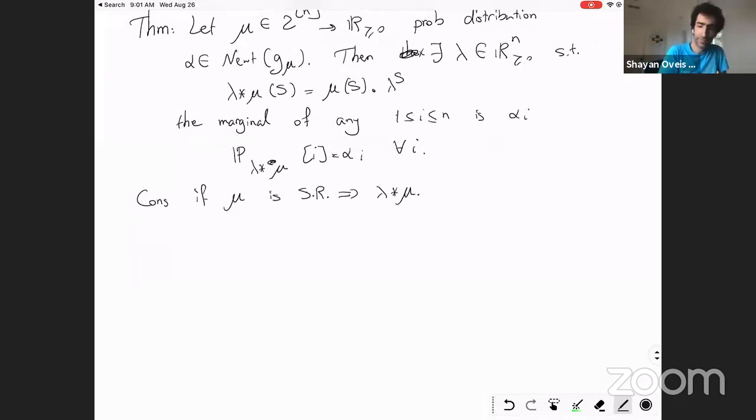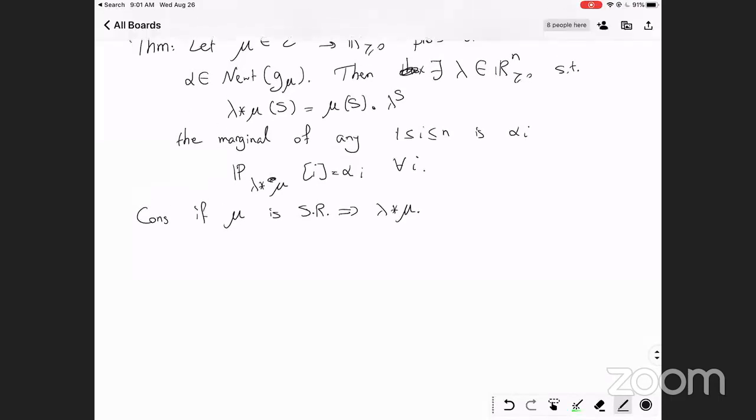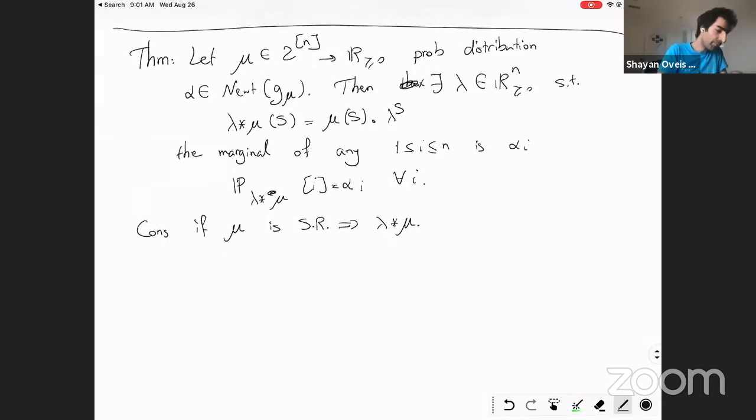Any questions? So this lambda depends on the choice of alpha, right? Lambda depends on the choice of alpha. And I should say some more things. First of all, you can find this lambda in polynomial time. I'm not going to discuss here how to find it. I will prove that it exists, but you can write a convex program. Basically, you can use the max entropy convex program to find this lambda, so you can find it.